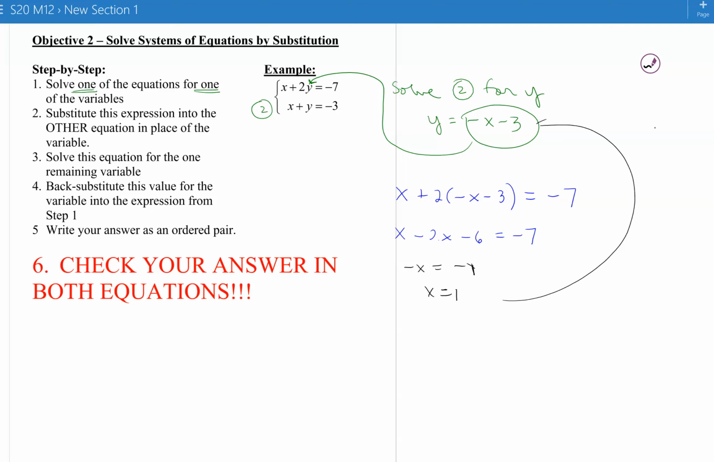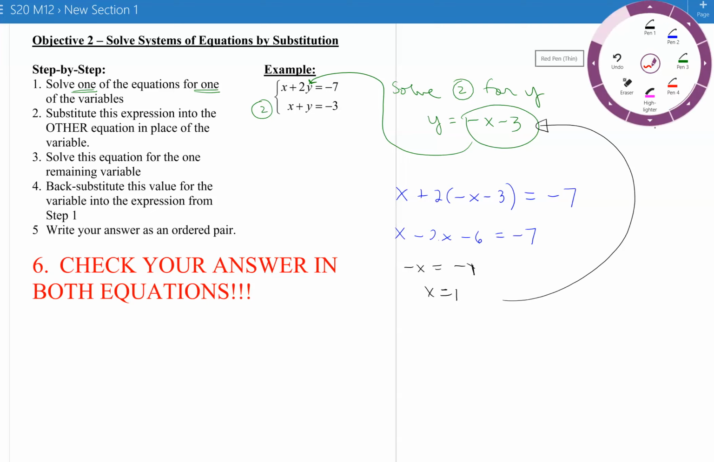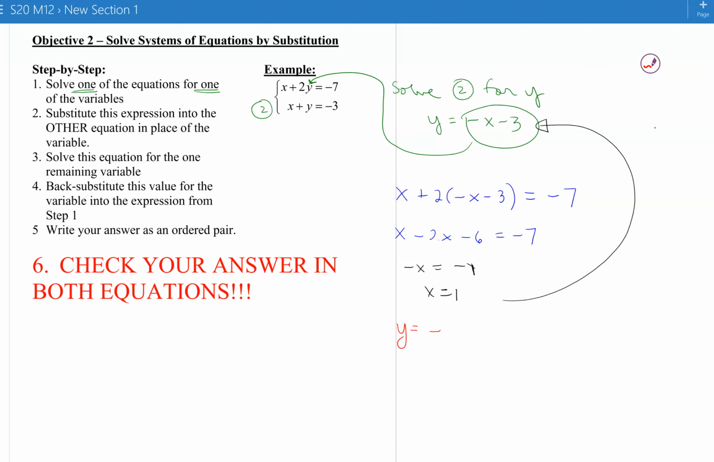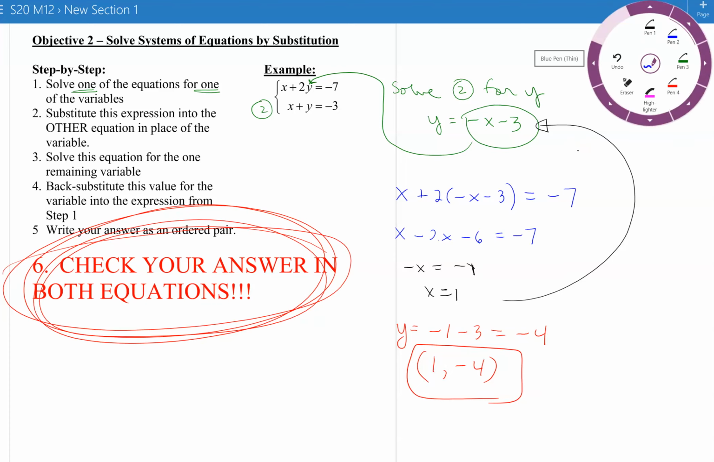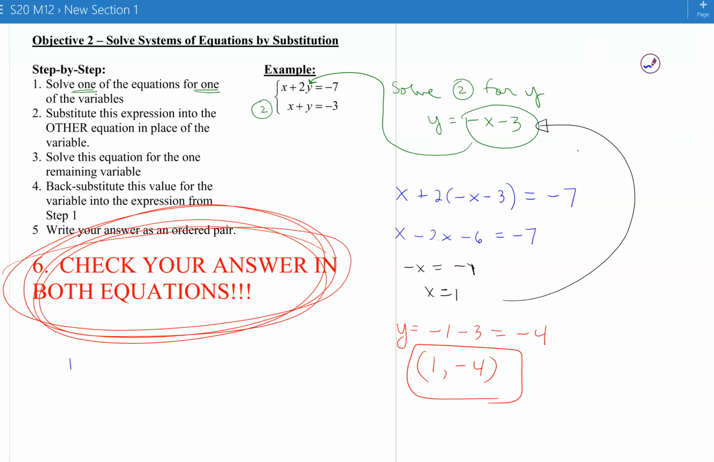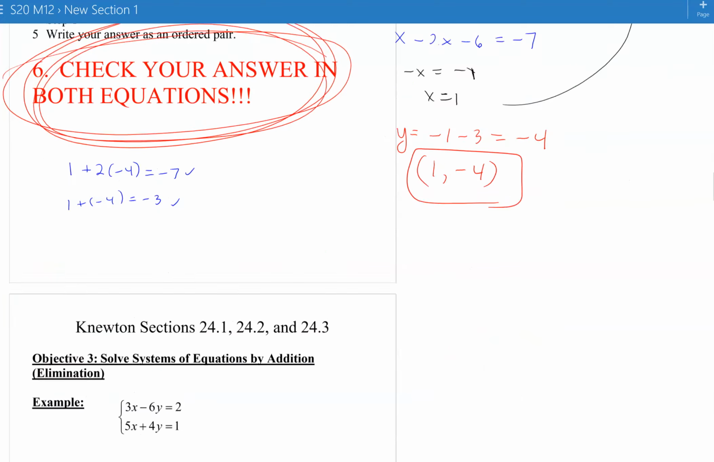And then you have an equation right here that says how to find y if you know x. So y is -x minus 3 or -4. So (1, -4) is my solution. And then check your answers in both equations. It takes such a short time and you can catch little errors. So x is 1 plus 2 times y is -4. Yep, that equals -7. And 1 plus -4 equals -3. Now I'm quite sure that's my answer.